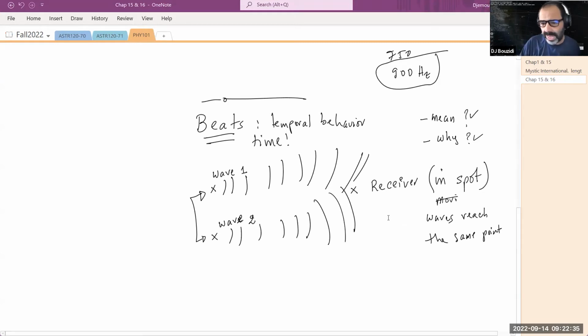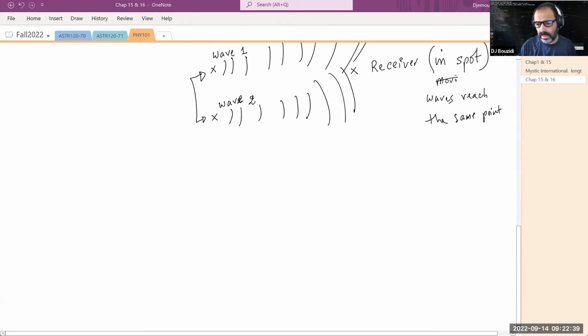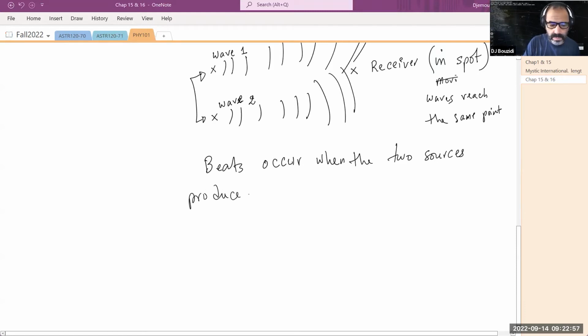Now, the beats will happen only if there is a slight difference in frequency. Beats, and I will describe what the beats are, occur when the two sources produce waves with different frequencies.